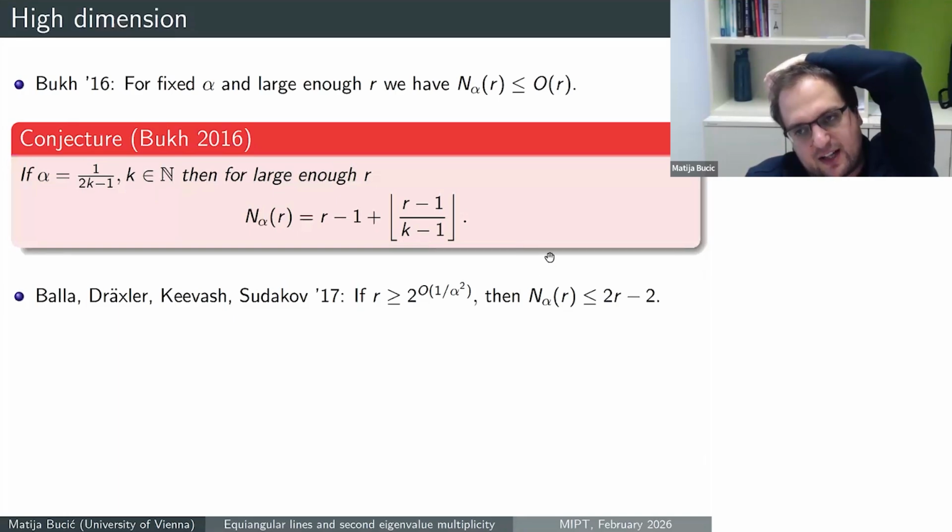And there are these tight constructions that I promise I'll show you in some form later. So you can't beat this 2r minus 2 in general, but they also show that if alpha is not 1/3, you can prove something like 1.93 times r or something of this flavor. So you do get something a bit better than that.